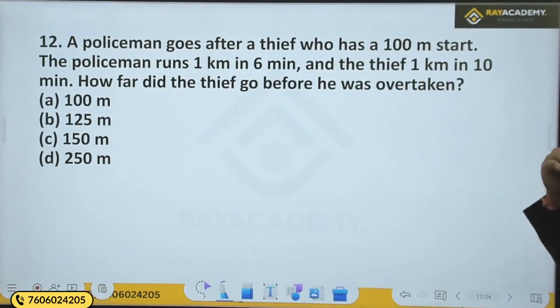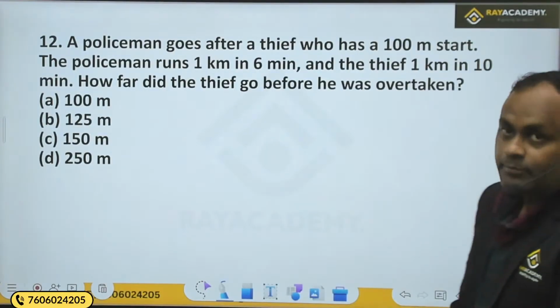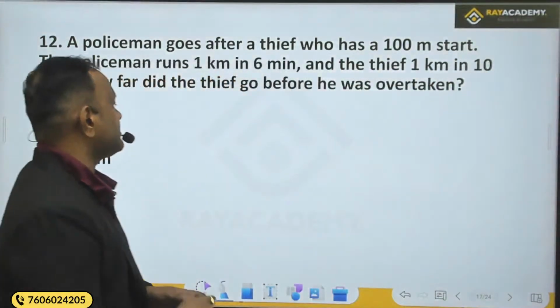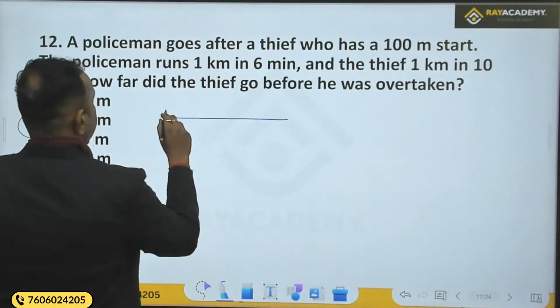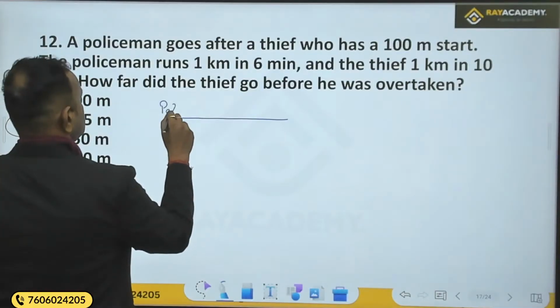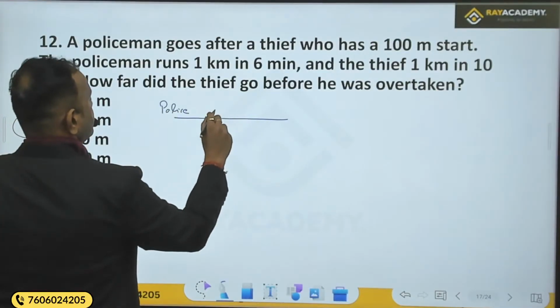Question number 12. A policeman goes after a thief who has a 100-meter start. The policeman runs 1 kilometer in 6 minutes and the thief 1 kilometer in 10 minutes. How far did the thief go before he was overtaken? Police and thief question, very typical questions. So, like this, there is the police, and the thief somewhere here.